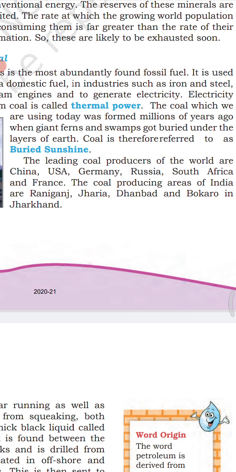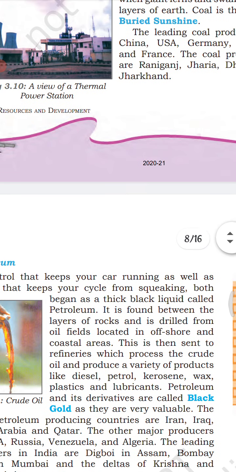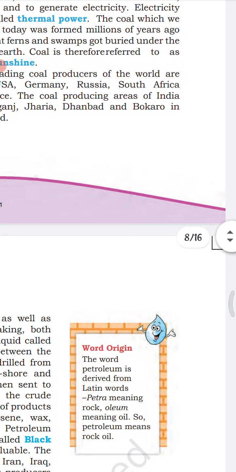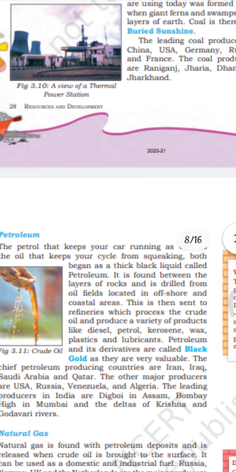The leading coal producers of the world are China, USA, Germany, Russia, South Africa, and France. The coal producing areas of India are Raniganj, Jharia, Dhanbad, and Bokaro in Jharkhand. So these we will do in map work also, and there we will discuss these again. So these are some of the important areas where coal is found.